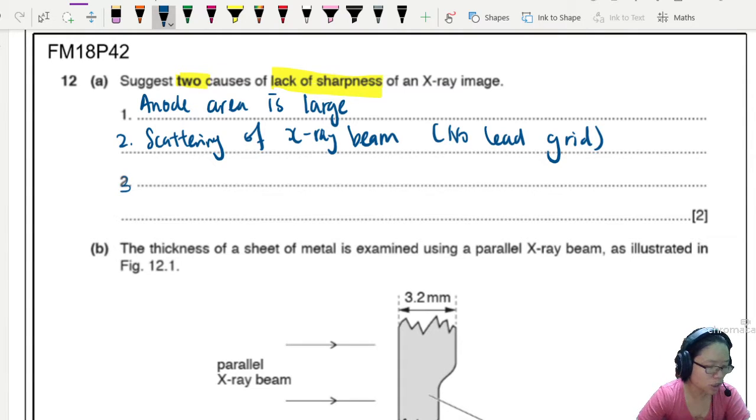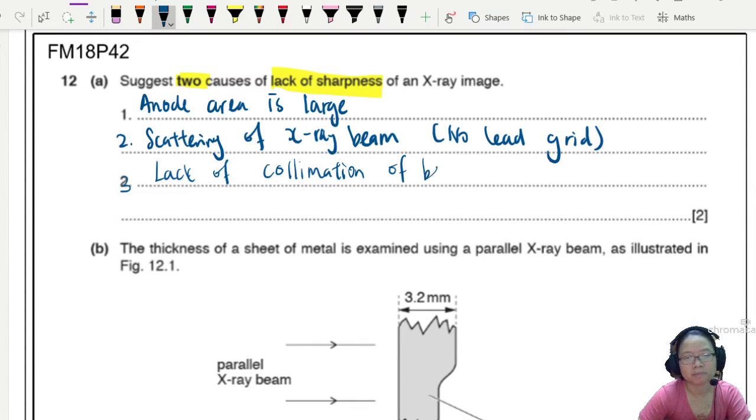Third possibility could be the lack of collimation of the beam. It means the hole that the X-ray comes out from, the aperture, is too large.